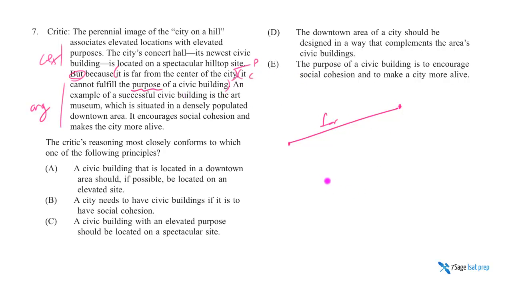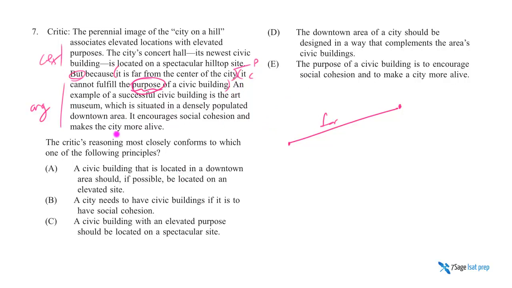I don't know if I buy that. What is the purpose of a building? Now, if there was nothing else here, you see how this is very like a sufficient assumption question. The answer would just be, you know what the purpose is? The purpose is to not be far from the center of the city. If you just say that, then, oh, you're far, well, then you don't fulfill the purpose. That would be the right answer choice.